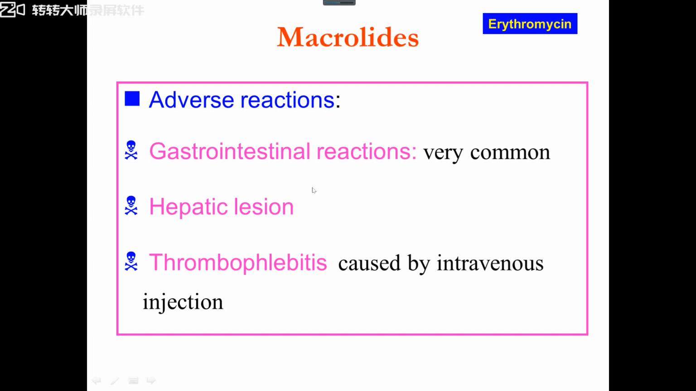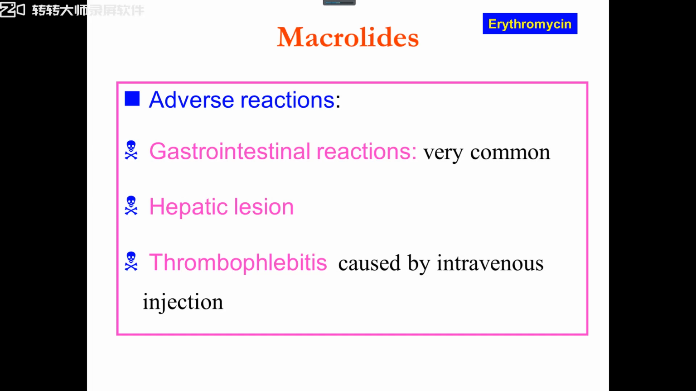Okay. The next adverse reaction is hepatic toxicity. Do you remember last class, in the first generation cephalosporins? I told you that in clinic, 3 kinds of drugs have obvious nephrotoxicity: the first generation cephalosporins, vancomycin, and aminoglycosides. And here we study that erythromycins have hepatic toxicity.